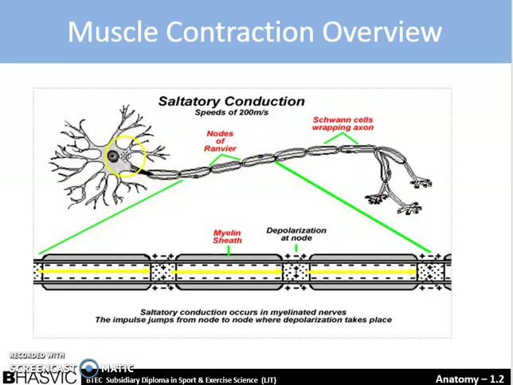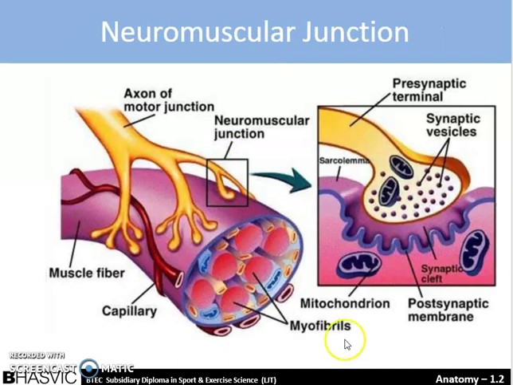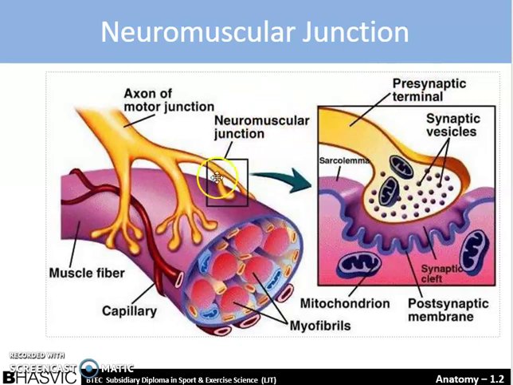As the impulse reaches the edge of the nerve cell, it reaches the presynaptic membrane gap of the synapse. As it reaches the presynaptic terminal, this is the neuromuscular junction between the axon of the motor neuron and the muscular fiber. This is a close-up of the section. So this is the presynaptic terminal and this is the presynaptic membrane.